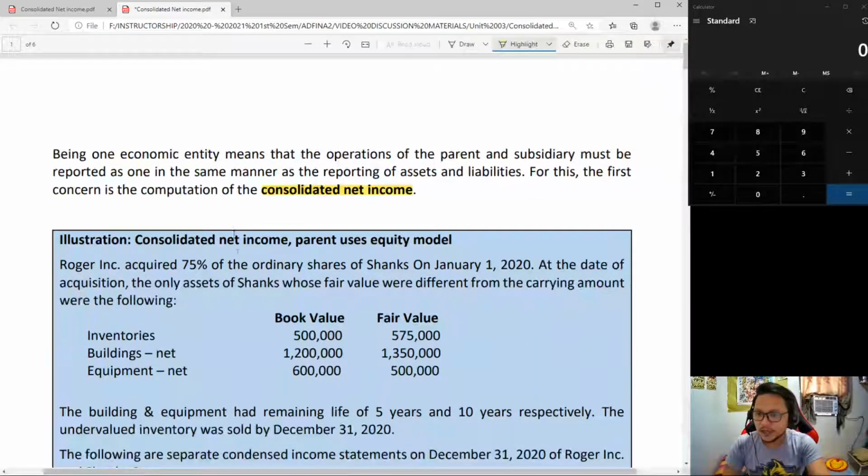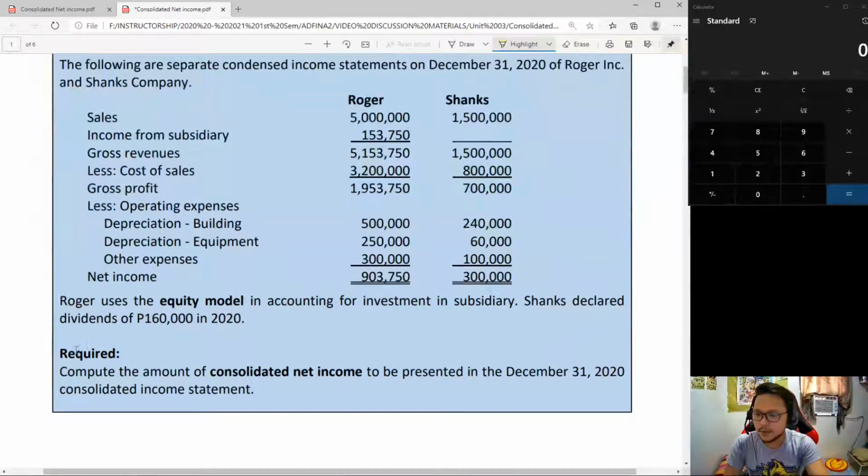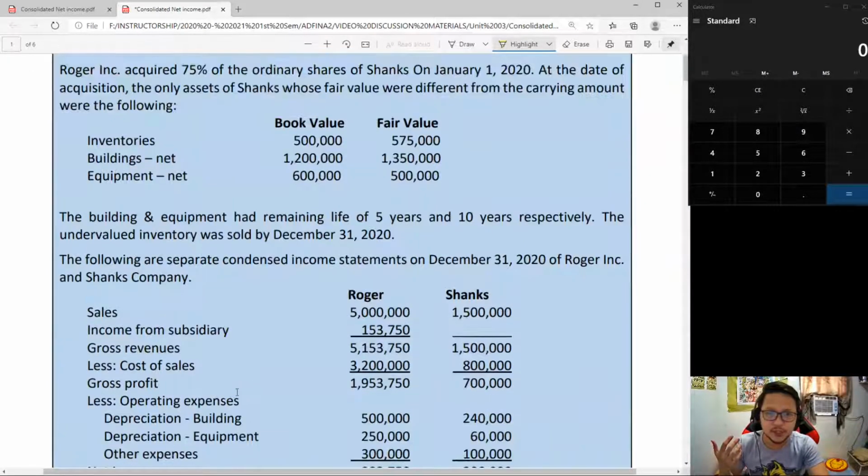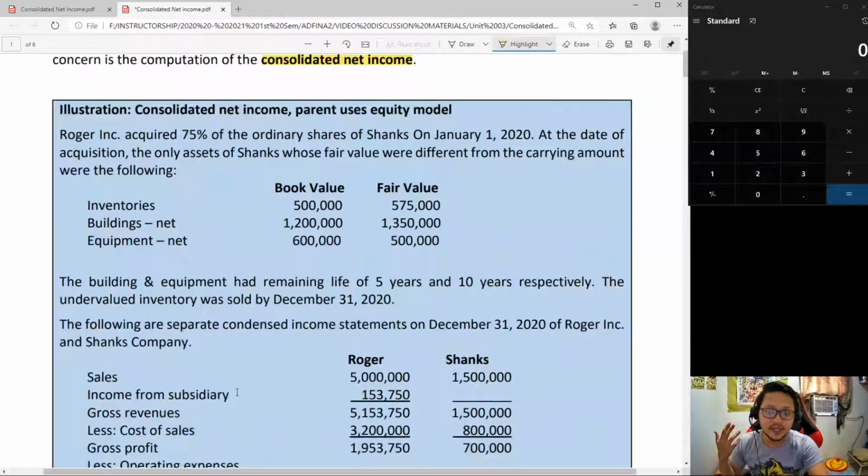As I mentioned earlier, ang required po sa problem na to is to compute the amount of consolidated net income to be presented in the December 31, 2020 consolidated income statement. So this problem is a little bit similar to the previous illustration that I gave. Technically speaking, yung given niya is almost the same, pero yung pinagkaiba lang is the requirement. So here is our problem.